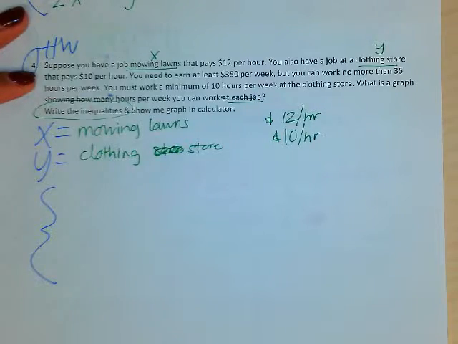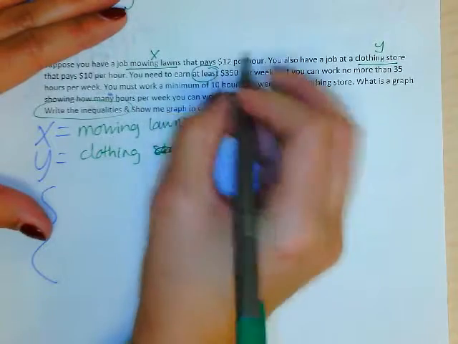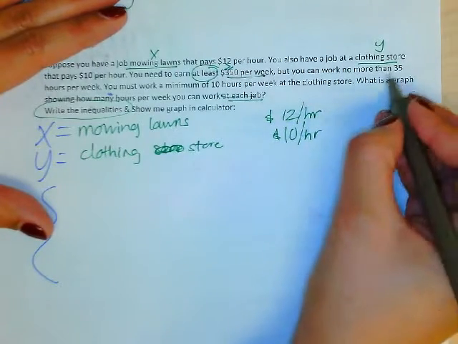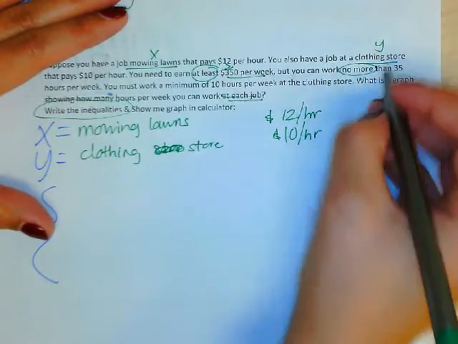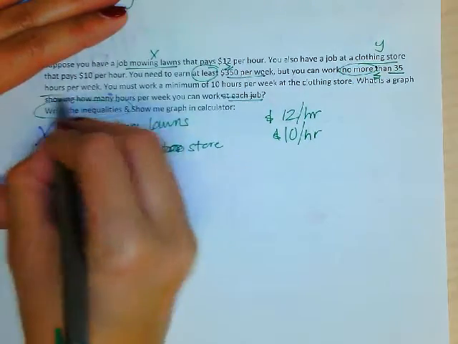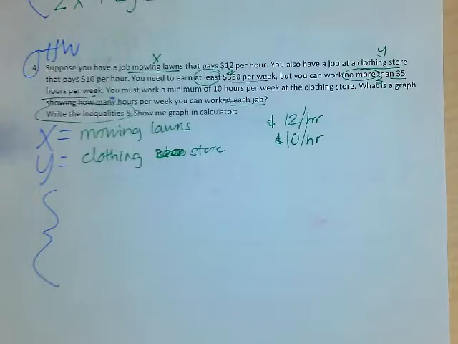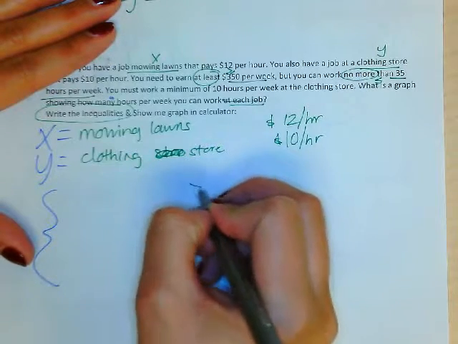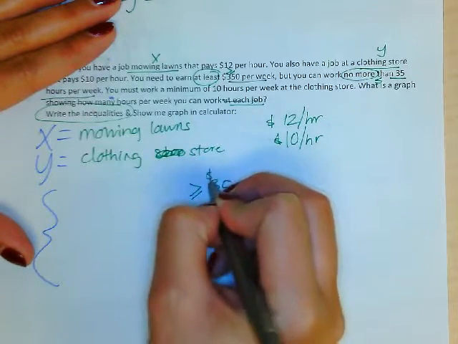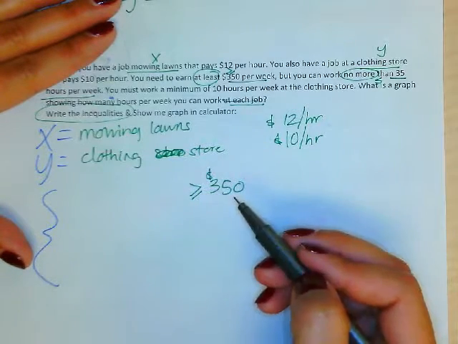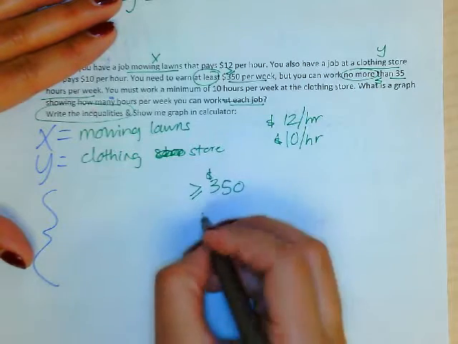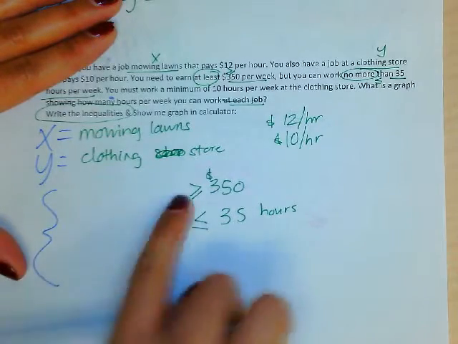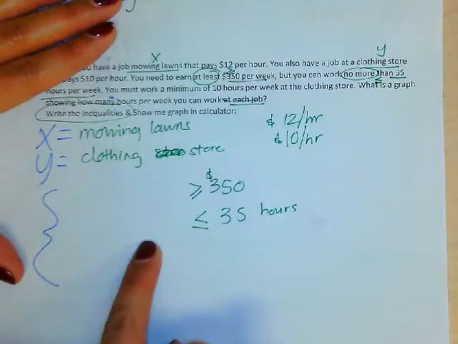The next one says you need to earn at least, and, oh, there is a keyword. At least has to be a minimum, so it's that or greater, $350 per week. But you can work no more than 35, so no more means that is the maximum. So less than or equal to 35 hours per week. So they're telling me two totals here. I can earn greater than or equal to $350 per week. That's dollars. That's one total. And then they tell me in hours, the maximum I can work is 35 hours.